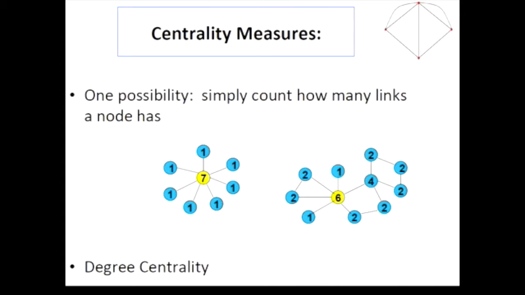One way to measure centrality is just to count the number of connections that people have. So the node's degree is the number of connections that it has. Here this is the most central node, 7, this one, 6. So having more connections makes you a better node for disseminating information, maybe. It's more central. So that would be one hypothesis.